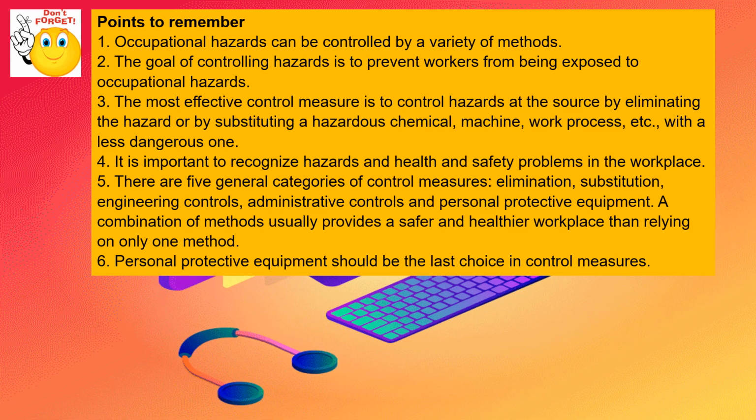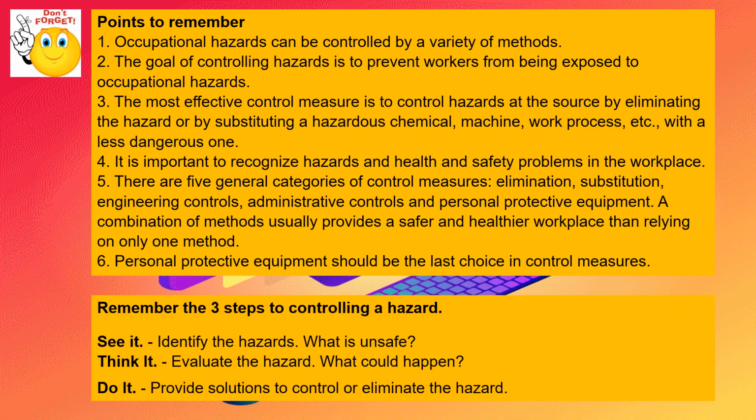Points to remember. Number 1. Occupational hazards can be controlled by a variety of methods. Number 2. The goal of controlling hazards is to prevent workers from being exposed to occupational hazards. Number 3. The most effective control measure is to control hazards at the source by eliminating the hazard or by substituting a hazardous chemical, machine, work process, etc. with a less dangerous one.